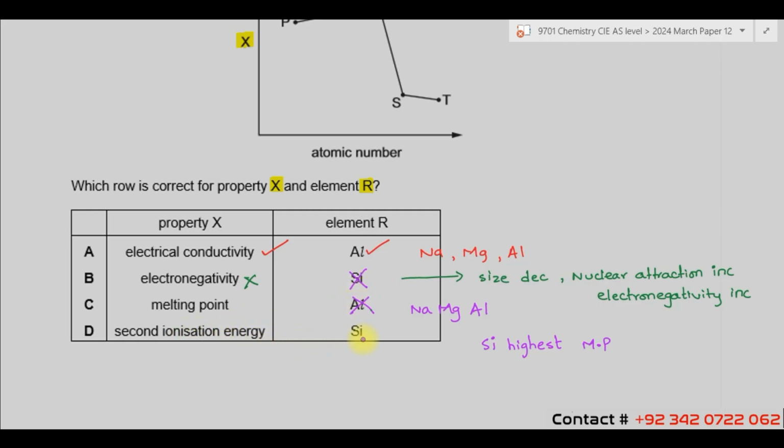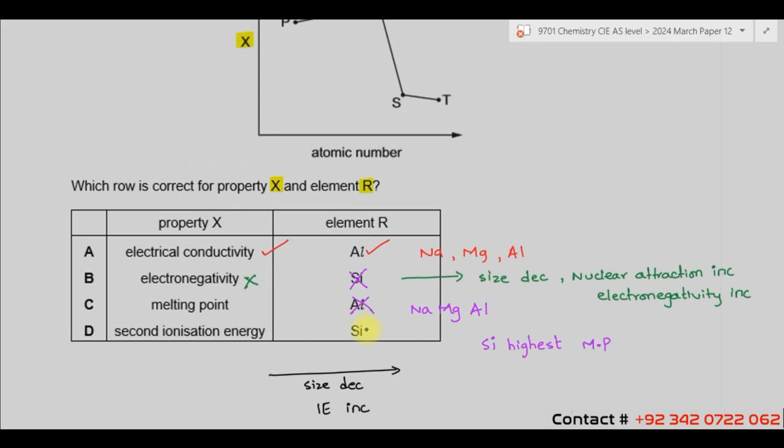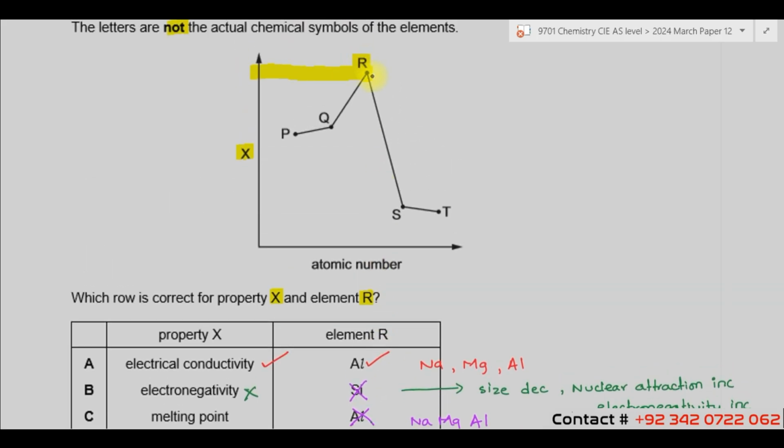Then we have second ionization energy values. Now ionization energy also depends on the size of element. So as we move across the period, size decreases, atomic number increases, nuclear attraction increases, electronegativity increases, so ionization energy value should also increase. So after silicon we have phosphorus, then sulfur, then chlorine. Chlorine is the most electronegative, so ionization energy value should keep increasing. It should not decrease from R to S. So most probable answer is electrical conductivity, and it is maximum for aluminum.